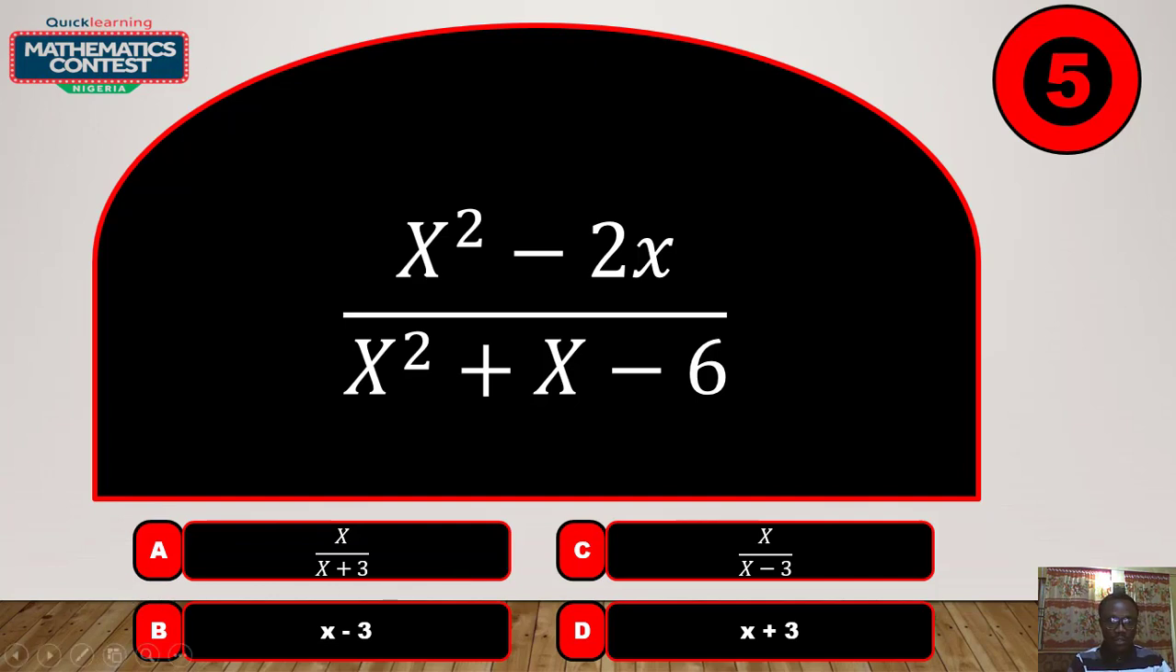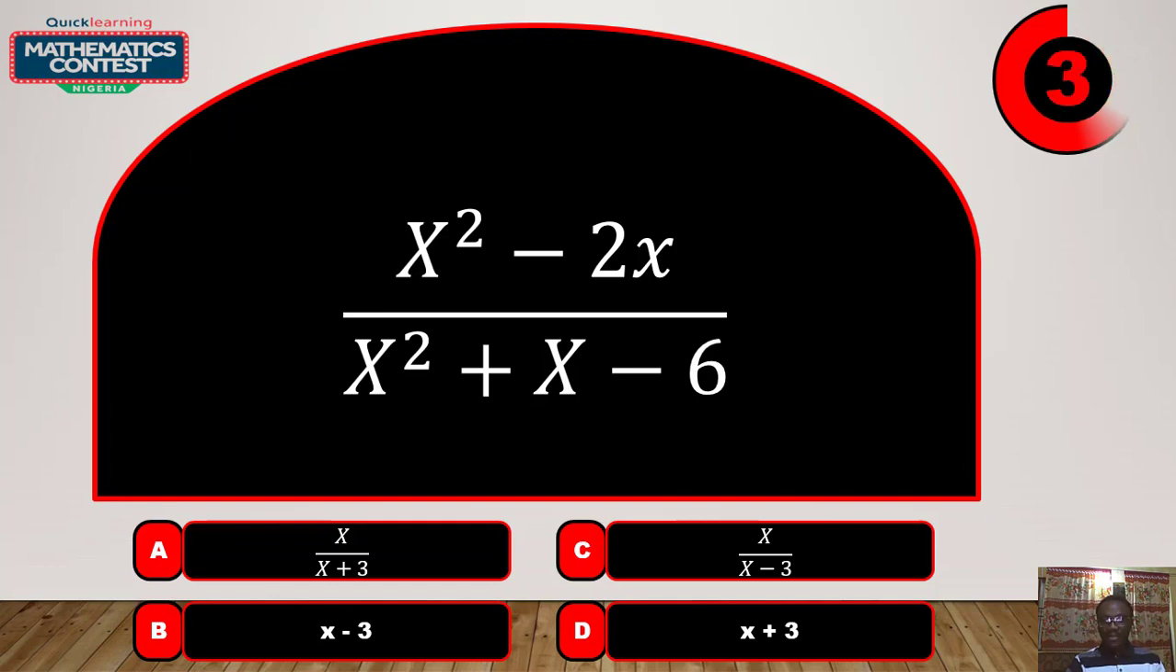Now, this is how to actually solve this. This first one, x squared minus 2x, if you factorize it, all you have is x into the bracket x minus 2. This one, if you factorize it, because I'm having this minus 6 and plus x here, it will be plus 3 minus 2. So if you factorize it, we're going to have x plus 3, then into the bracket x minus 2. So x minus 2 up cancels x minus 2 down. So what we'll have is x all divided by x plus 3. So the answer is A.